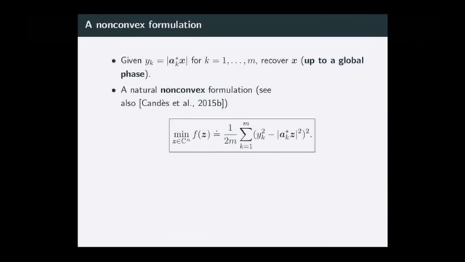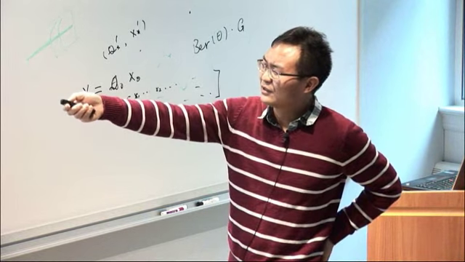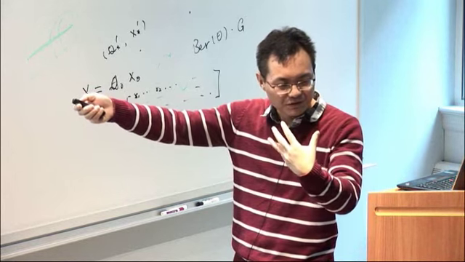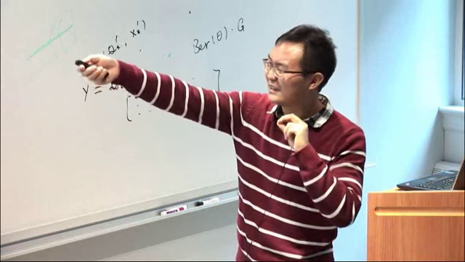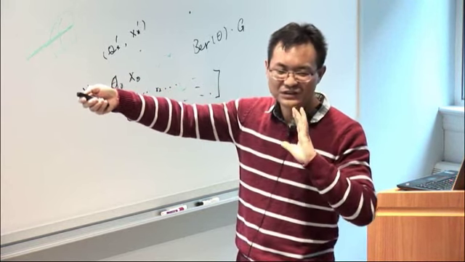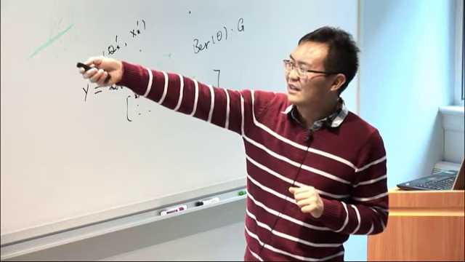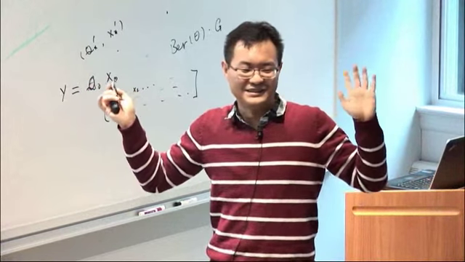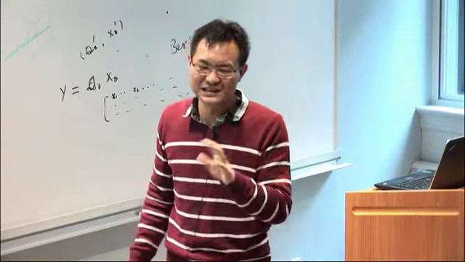And one intrinsic symmetry in this problem is that if you transform the signal by some global phase, that means if you add some phase offset to every element of X, actually the measurement won't change. So you can't recover the global phase using any algorithm. You can't recover it. That's just the intrinsic symmetry, but it's fine. I mean, people are okay with that.